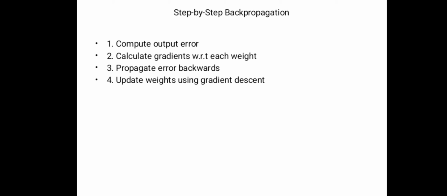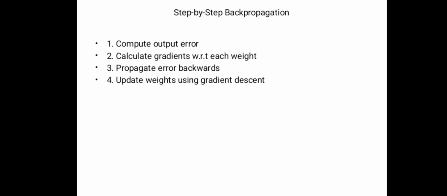Next, step by step backpropagation. Now, let's break down backpropagation into simple steps so you can clearly understand how it works inside a neural network. First, compute output error. The network compares the predicted output to the actual label and calculates the error.